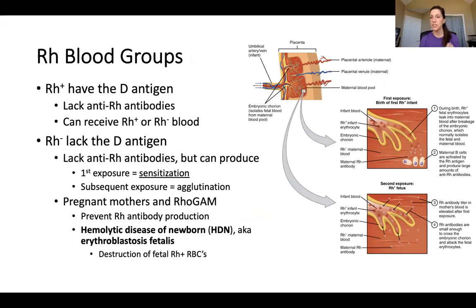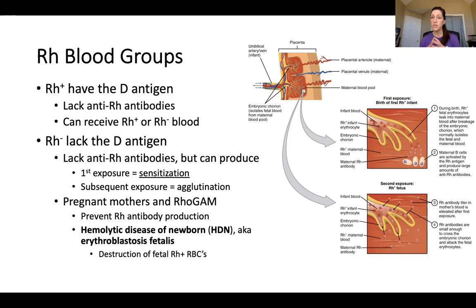Now with Rh, or the D antigen, it's a little bit different. You don't automatically have anti-D antibodies in your blood if you've never been exposed to that D antigen. So if you are Rh negative and you don't have the D antigen on the surface of your cells, you do not automatically make anti-D antibodies until you're exposed to that antigen. So it works a little bit differently than the ABO system.